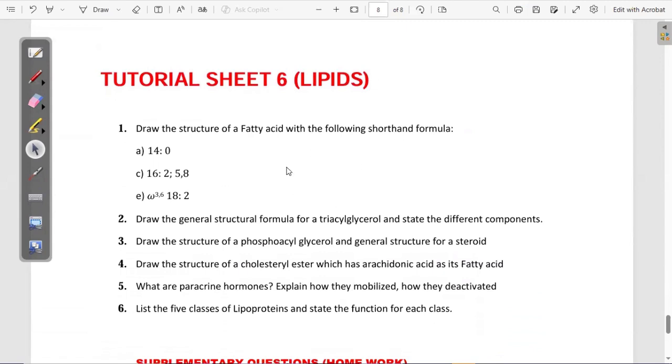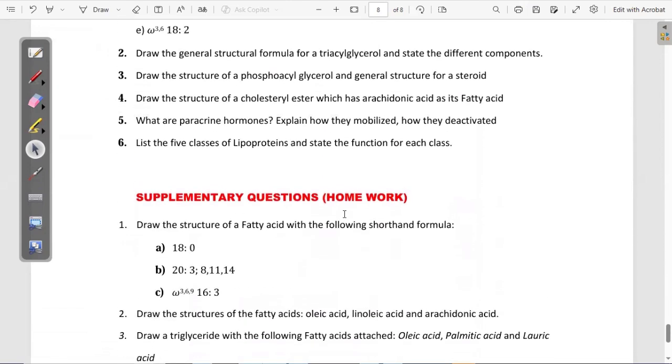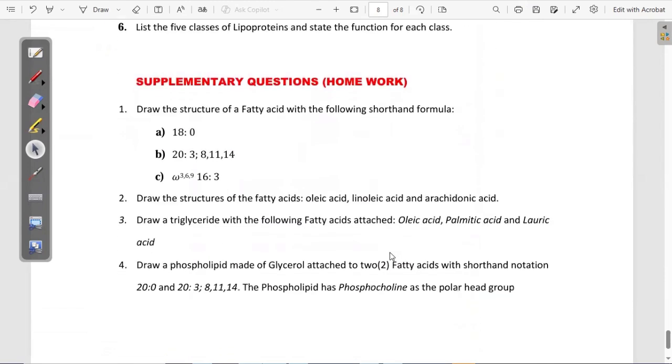So lipids, these questions were drawing fatty acids and the structures. So we solved all these questions, and the videos are there to help you prepare for your assessment. So it might be a quiz, might be a test, it might be the final exam. You have your answer there if you're having challenges with this course. You can watch them and then you'll be able to pass.